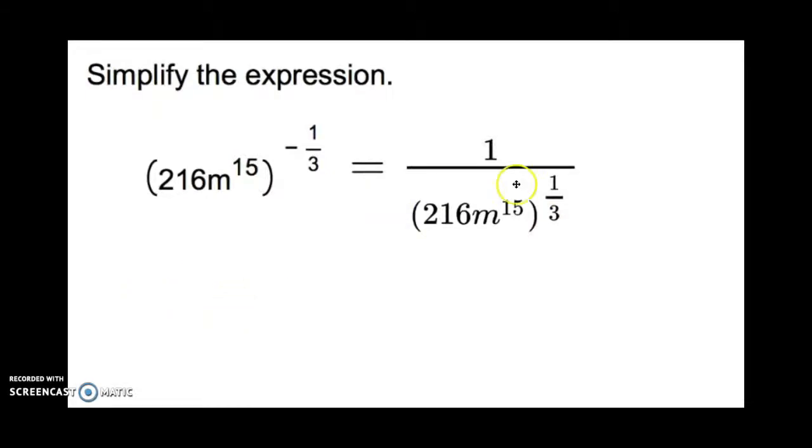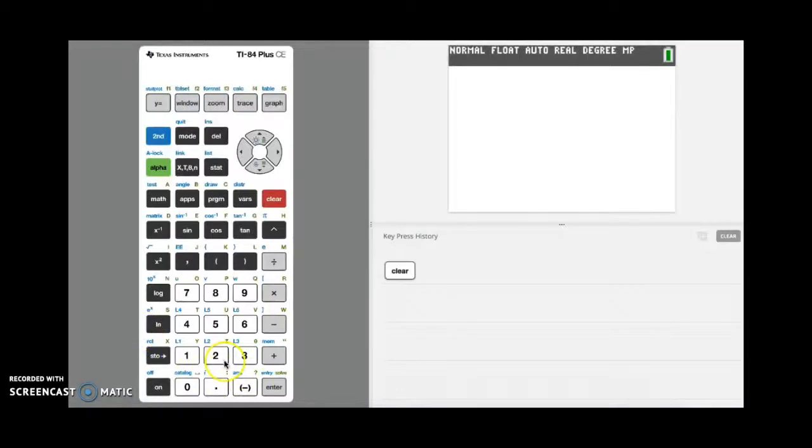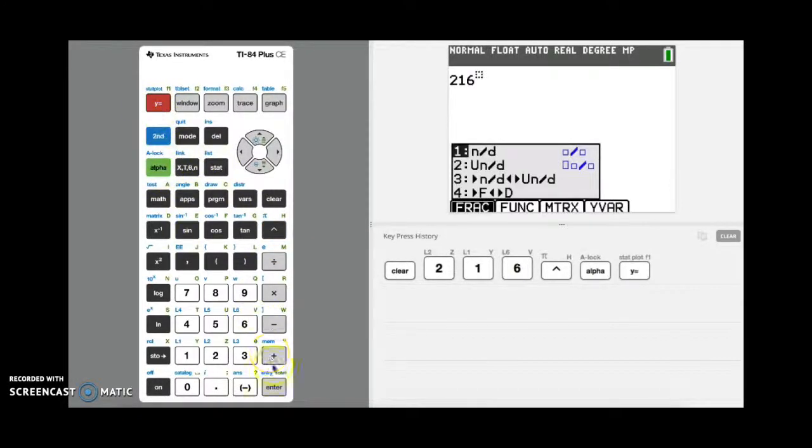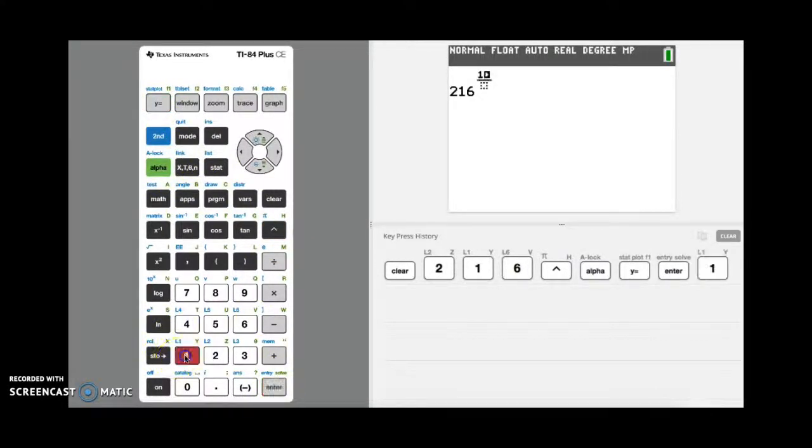Alright, so now what I need to do is raise each of these to the 1/3 power. I'll show you how to do this piece on the calculator. So I have 216 to the 1/3 power. So alpha y equals, and enter, do 1/3. And then press enter. You'll have 6. Okay, so basically that's the cube root of 216.